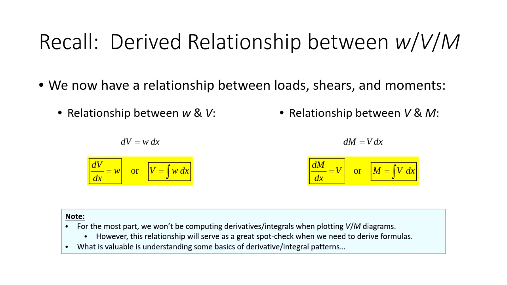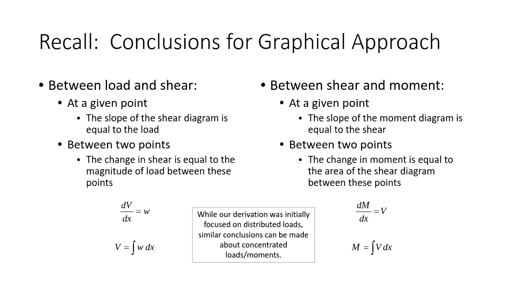This is really straightforward. We're still borrowing off of the same relationship that we've derived between load, shear, and moment, and we're still using our same graphical approach. So this is all going to hold true. Between load and shear, the slope of the shear diagram is equal to the load, and the change in shear is equal to the magnitude of the load. And when we're looking at shear and moment, the slope of the moment diagram is equal to the shear, and the change in moment is equal to the area of the shear diagram.